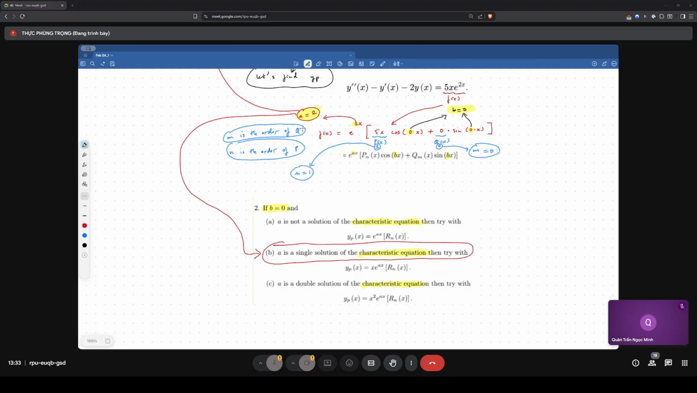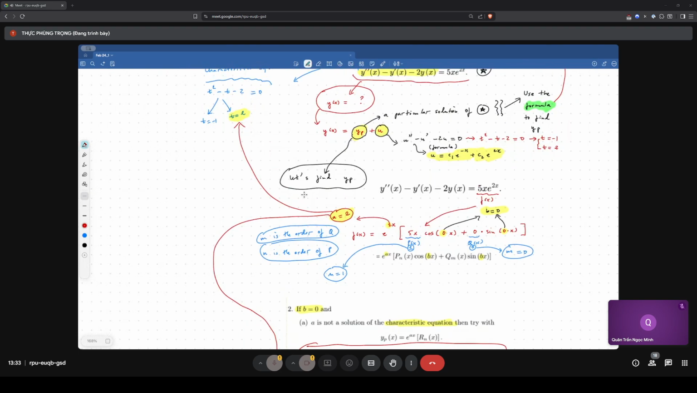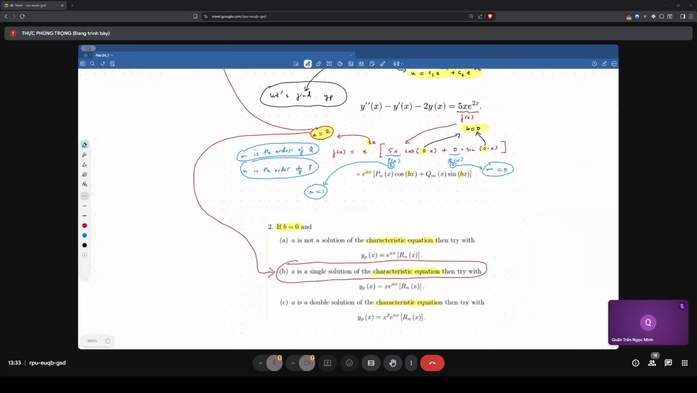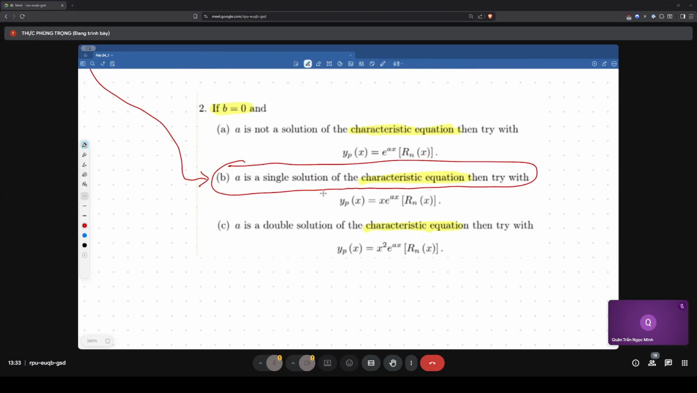A is the number 2, and it's a single solution of the characteristic equation. You write the characteristic equation, and you see that it has -1 and 2. So the number 2 is a single solution. It's not a double solution. Because of that, now you know why Y_p is given in this form. So let me continue. So Y_p is the one right here.